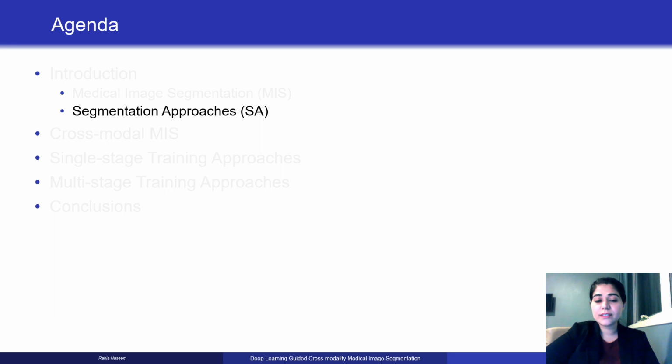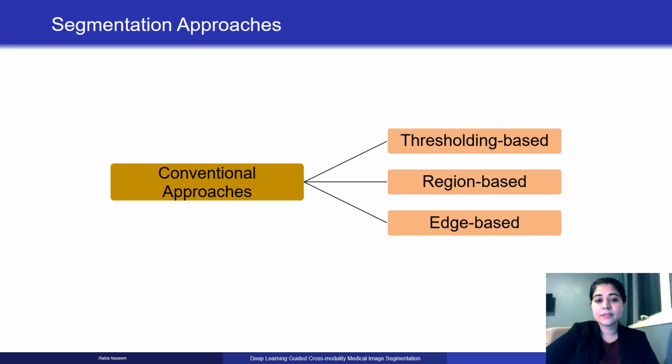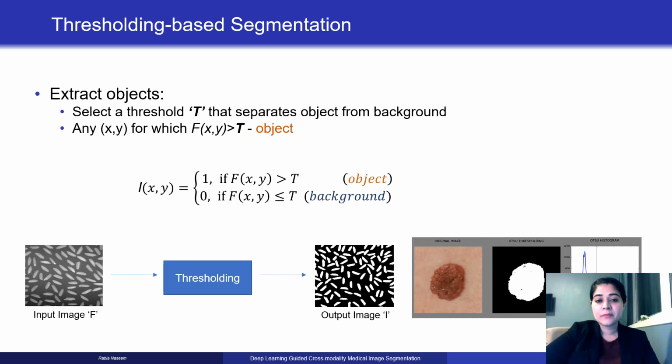Now let us see the conventional segmentation approaches. Conventional segmentation approaches can be divided into three types: thresholding-based, region-based, and edge-based. In thresholding-based segmentation, a threshold value T separates the image into foreground and background regions. The threshold value T, which is a fixed value, is compared with each pixel value in the image. So if the pixel value is greater than the threshold value, that pixel is assigned to the object category, and if the pixel value is less than or equal to the threshold value, then it is assigned to the background category.